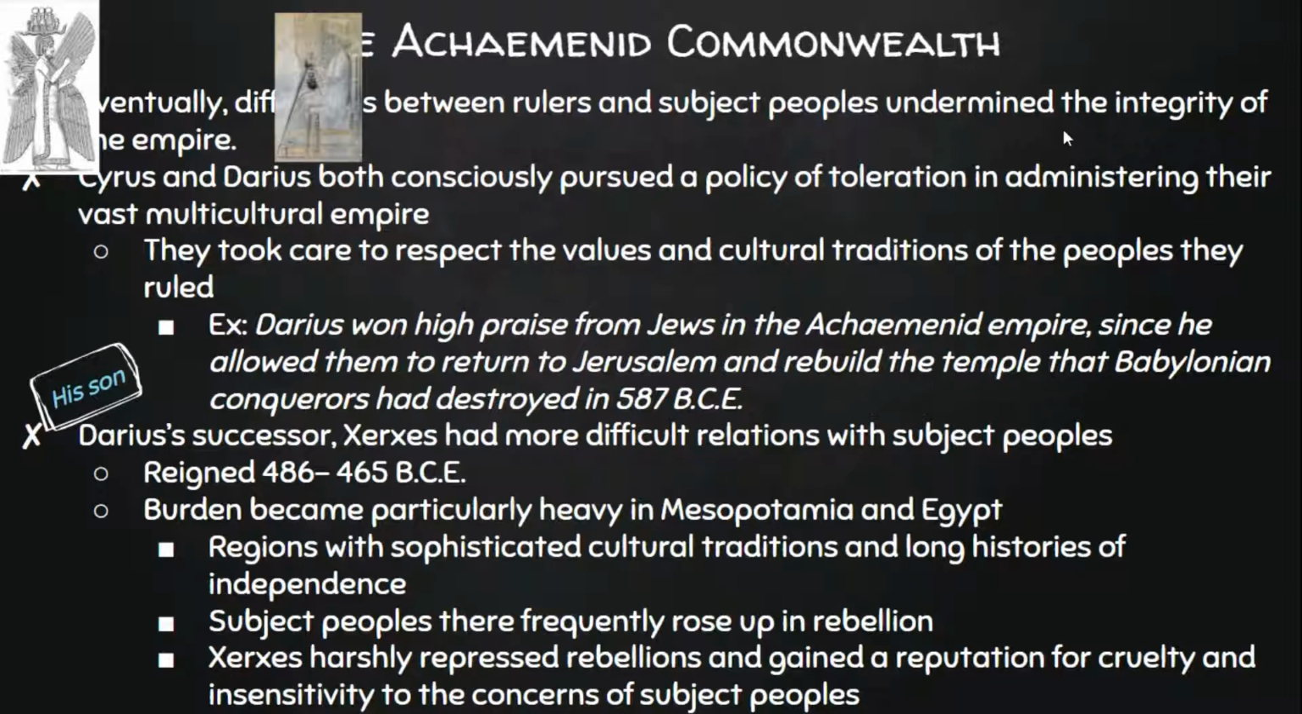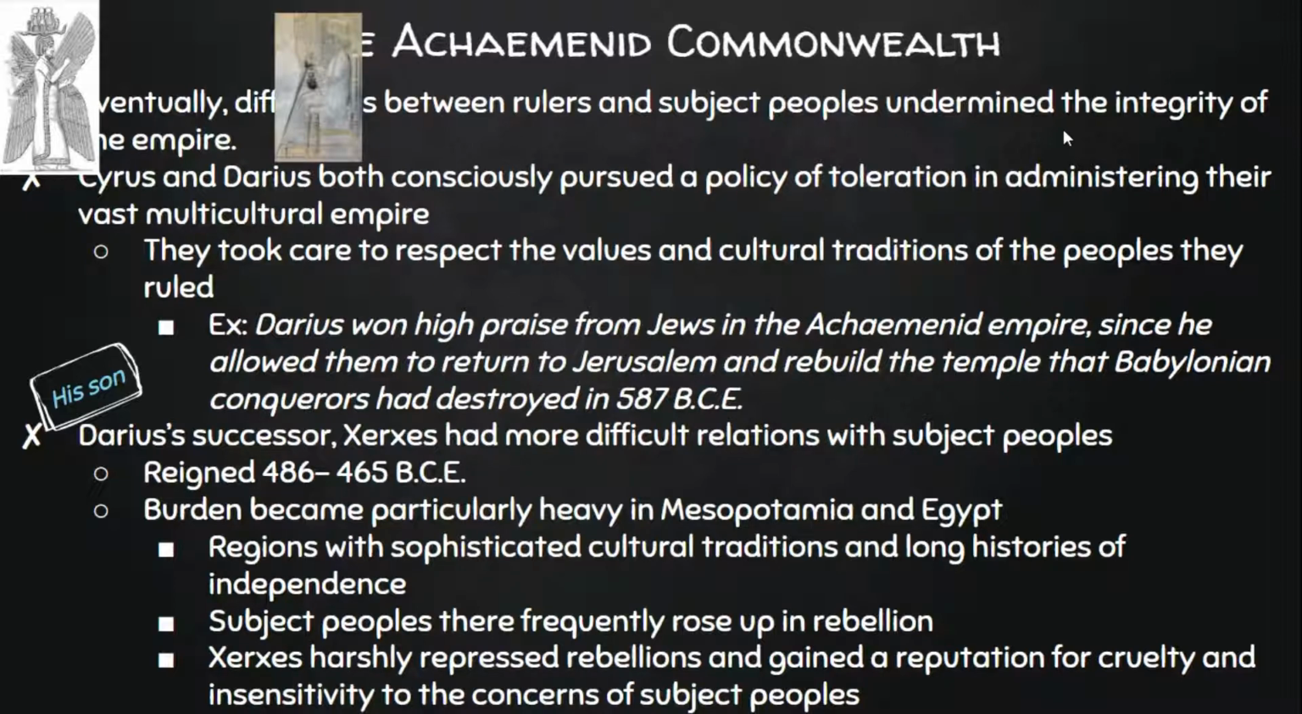So, for example, when Darius was in power, he won the high praise from the Jewish population in the Achaemenid Empire, since he allowed them to return to Jerusalem to rebuild a temple that the Babylonian conquerors had destroyed previously in 587 BCE. And he essentially let them continue to practice their own religions as well.